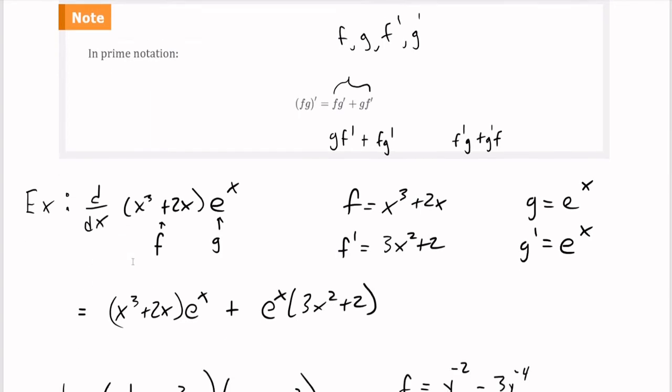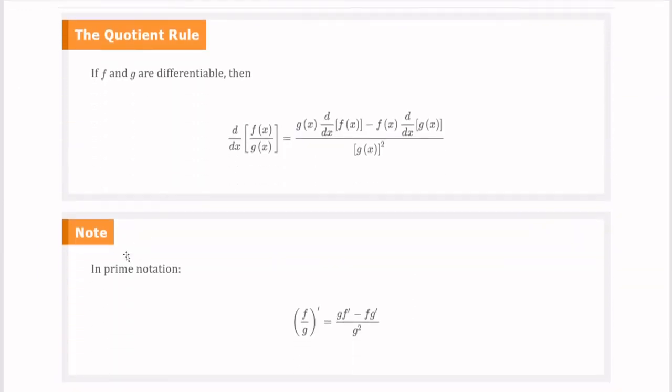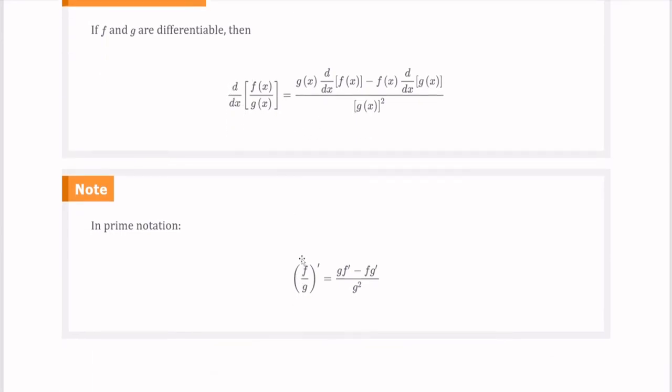Okay, so there is another rule called the quotient rule. Again, it's got this much worse looking formula, depending on the notation you use. But if you use this prime notation, it's not too bad. And there's a mnemonic device that can help you as well. So if I have f over g and I do the derivative, it's gf prime minus fg prime.